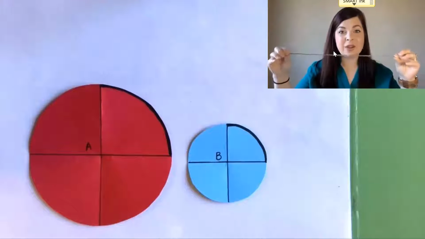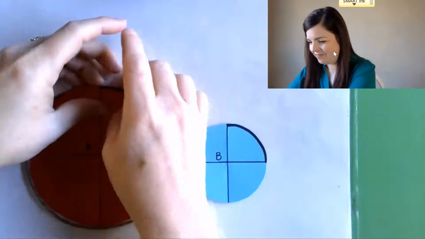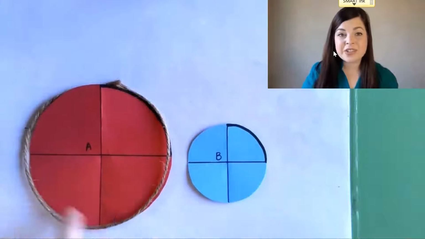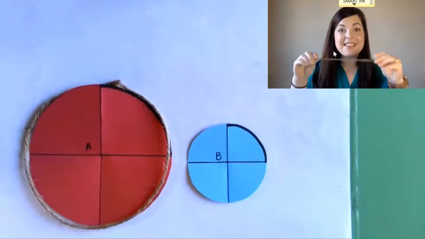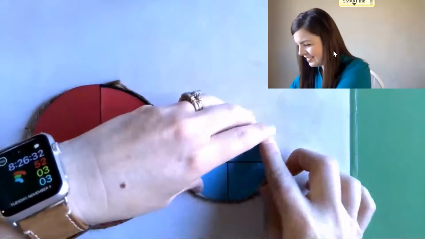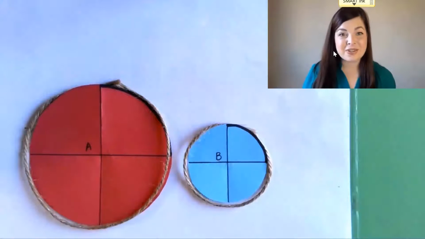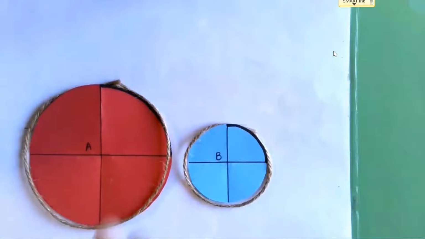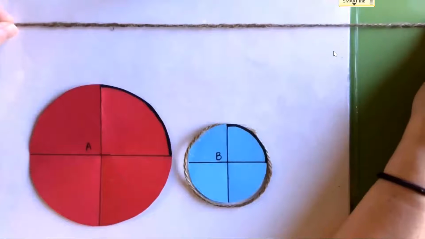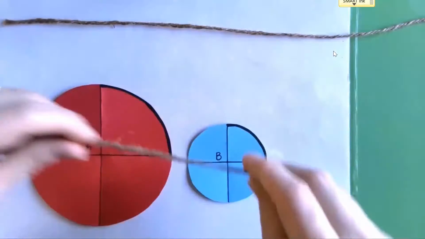Think of it like this. This string goes all the way around circle A. Watch. So it represents a 360-degree arc. And this string goes all the way around circle B. Watch. Again, representing a 360-degree arc. Now, if we take these strings and stretch them out to see how long they are, we can see how long the arc for circle A is. It's so long it goes off the screen. And here's the arc for circle B.